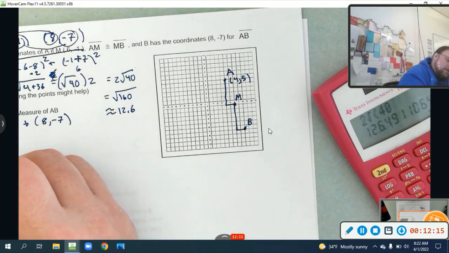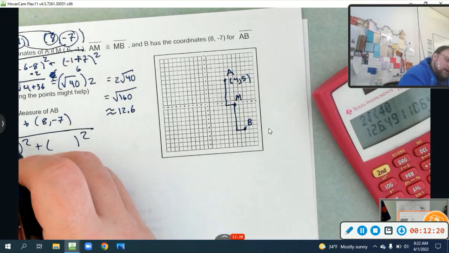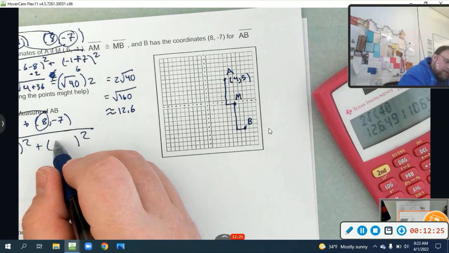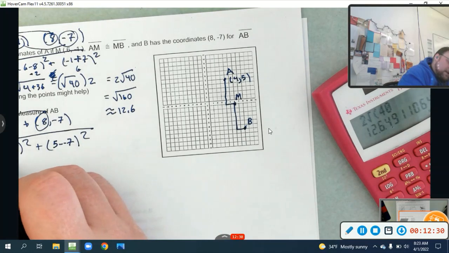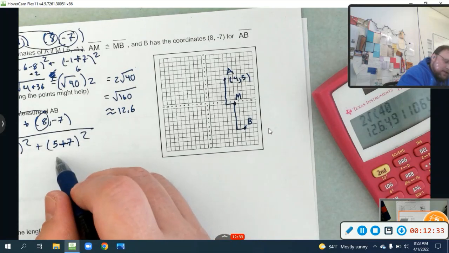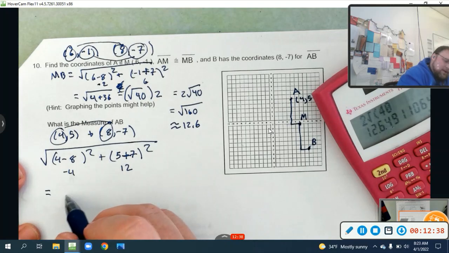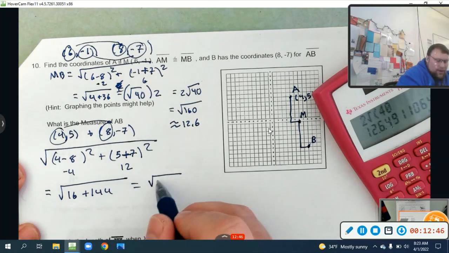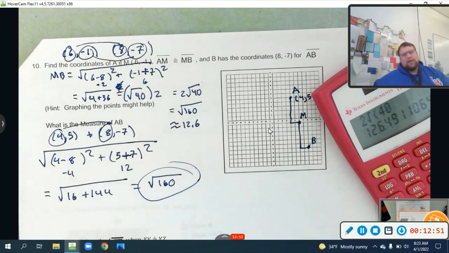So I'm going to have the square root of blah squared plus blah squared. Here I'm going to subtract my x's. 4 minus 8. Over here I'm going to have 5 minus negative 7. 4 minus 8 is negative 4. This turns into a plus, becomes 12. And I end up with the square root of negative 4 squared, which is 16, plus 144, which equals the square root of 160, which I told you up here is the same thing. Boom! Or approximately 12.6. Look at that.